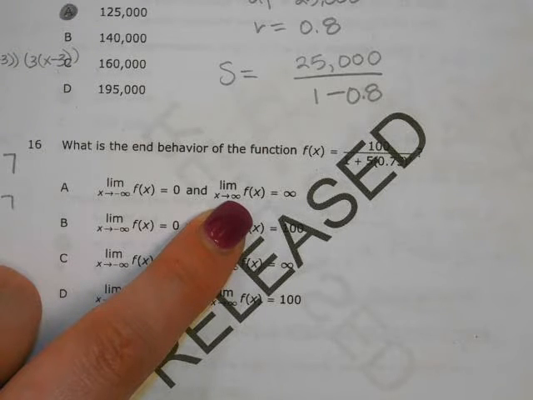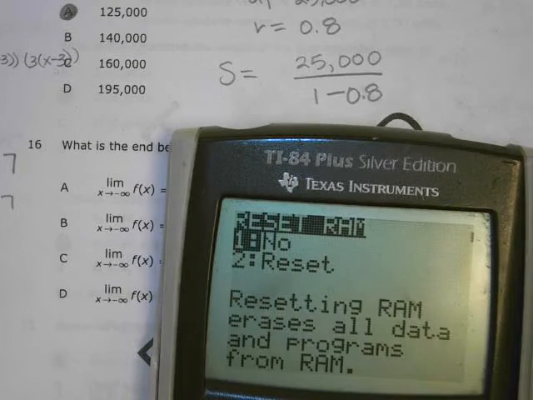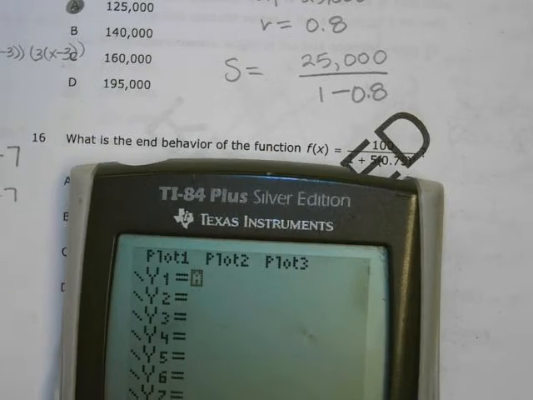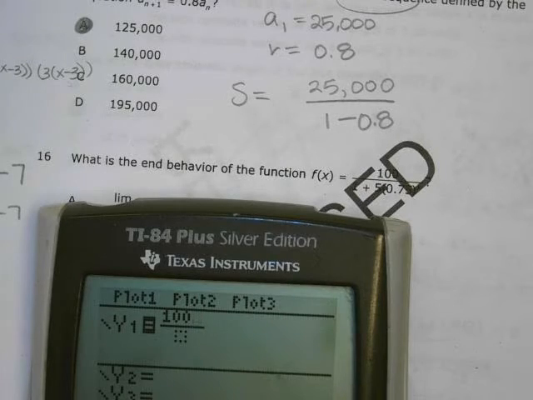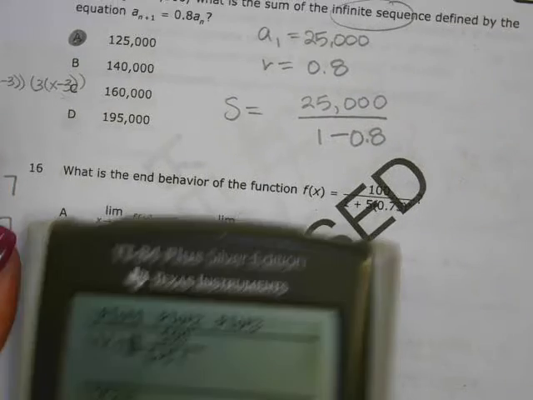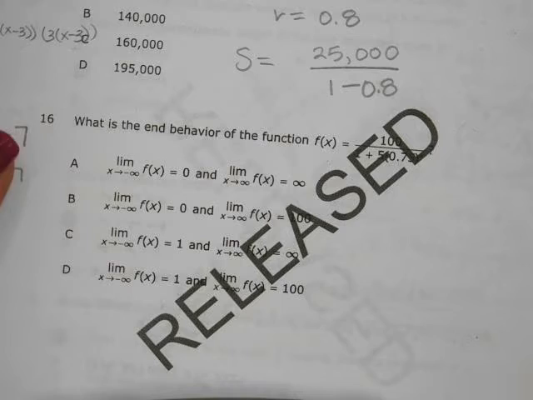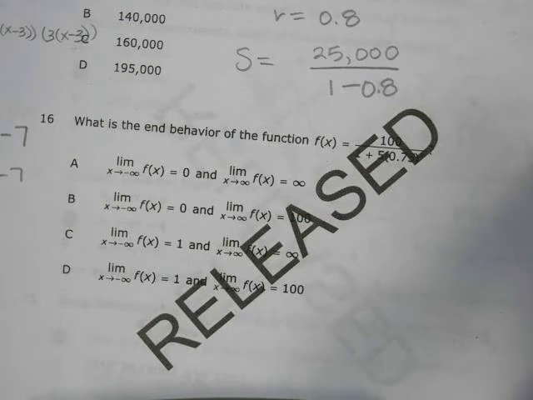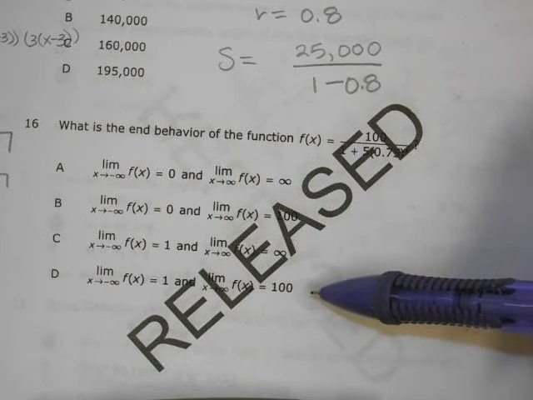Okay? So what I'm going to do is actually I'll just clear the whole calculator. There we go. So I'm going to type this in: 100 over 1 plus 5 times 0.75 to the x. And so it looks like on the left side we're trying to see if it goes to 0 or 1. And on the right side we're trying to see if it goes up forever or if it only goes up to 100.